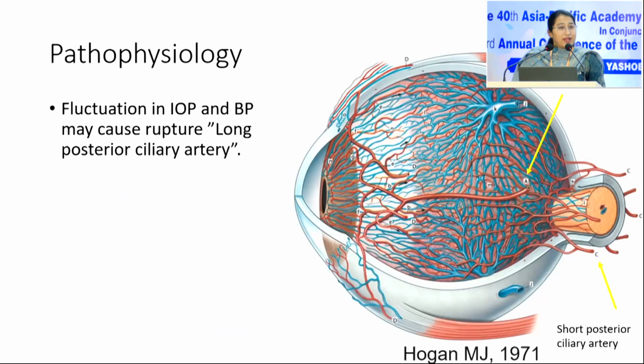The basic pathophysiology is such that the long posterior ciliary artery traverses the suprachoroidal space via the horizontal recti and supplies the iris root, whereas the short posterior ciliary artery enters through the optic nerve and goes across. When there is fluctuation in intraocular pressure and blood pressure, there is rupture of these long posterior ciliary arteries, leading to accumulation of blood in the suprachoroidal space.